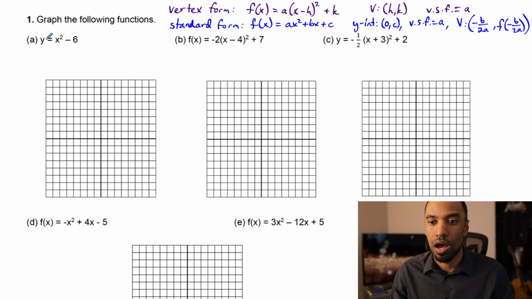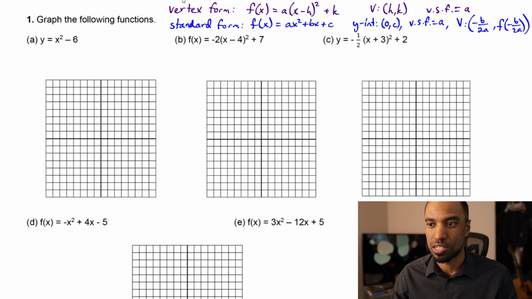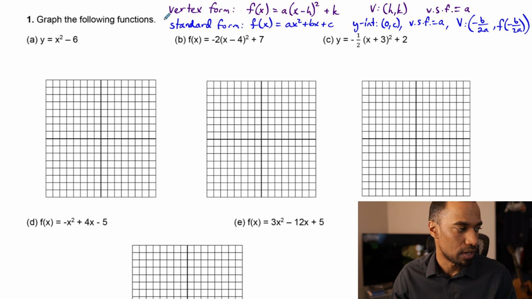Part A. y equals x squared minus 6. Now, anytime I'm going to do vertex form, I'll just go ahead and do it in purple to tie it in here. And standard form, I will do in blue. Okay? So I'm going to begin with vertex form here.